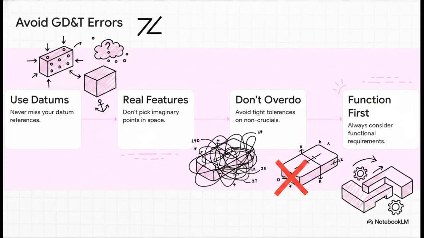Leading industry experts constantly point out that engineers love to shoot themselves in the foot by overcomplicating their designs. First rule, never pick imaginary points in space as your datums just because they look convenient on your CAD screen. Datums must be measurable, physical features. Furthermore, please do not over-tolerance non-crucial surfaces just to quote-unquote play it safe. If you slap a highly restrictive parallelism tolerance onto a surface that doesn't actually mate with anything, you're just going to cause perfectly functional parts to get thrown in the scrap bin. It drives up manufacturing costs for literally zero functional benefit.